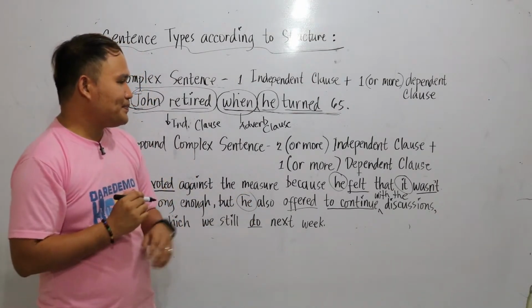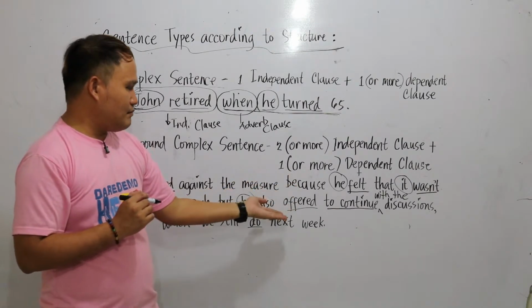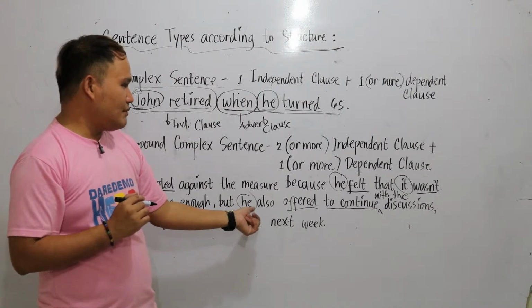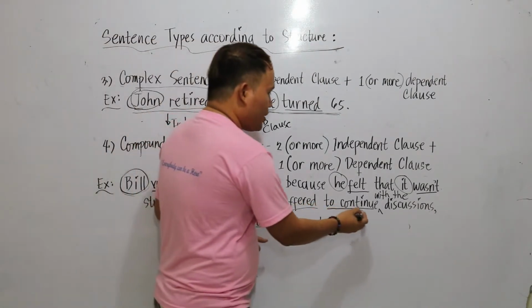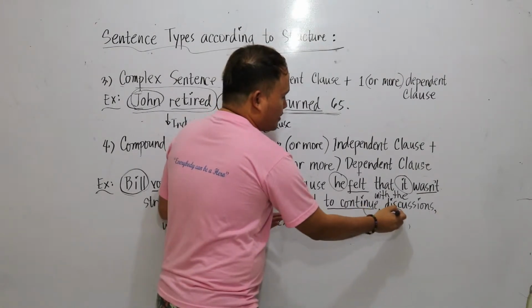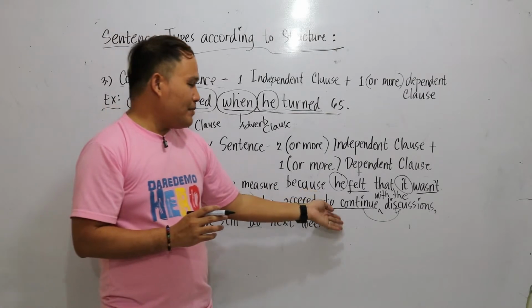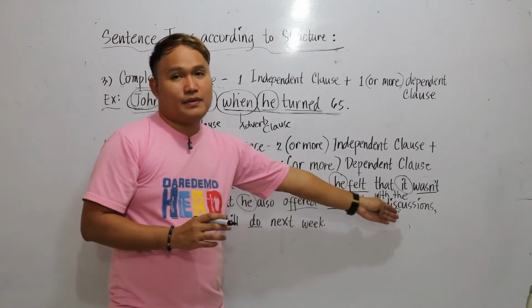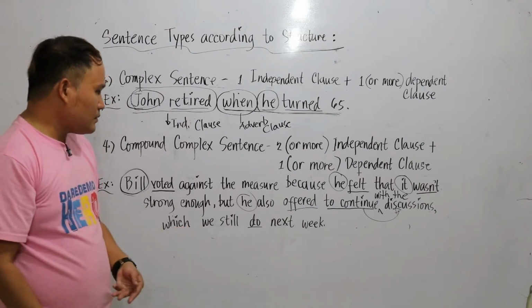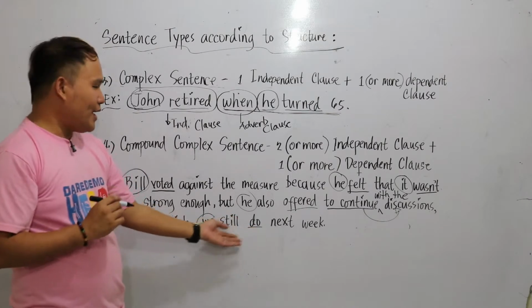Okay. What else? To continue. It's, okay, the one being modified here. To continue what? To continue with the discussions. So this one is not really a subject. But the one being modified by the phrase to continue is the phrase, with the discussions. Okay? What else? Do. And for do, we have we.